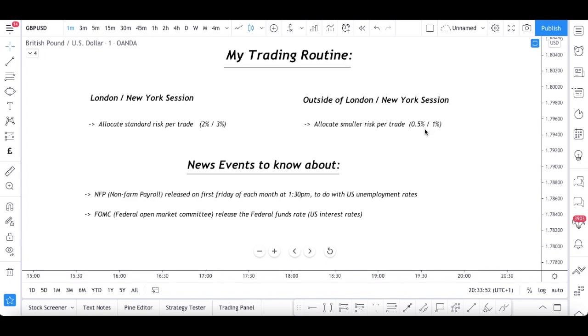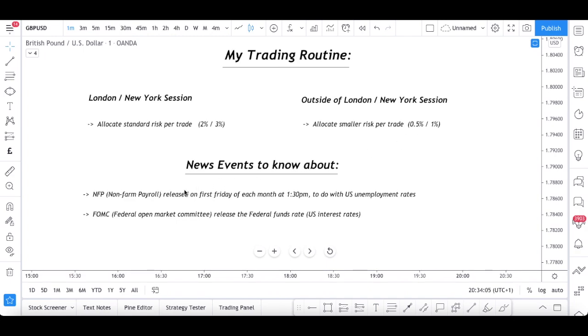Other things I also like to look out for are certain news events. News events are mainly where your fundamental analysis comes in. For example, what we've got is NFP, which is non-farm payroll. Now, non-farm payroll is released on the first Friday of each month at 1:30 p.m. That's in GMT, and this is all to do with the release of the US unemployment rates.